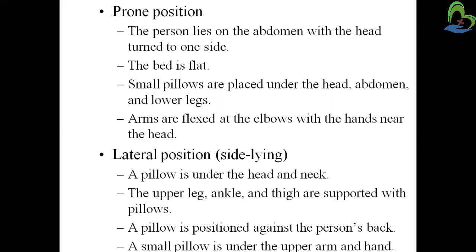Next is the prone position. The person lies on the abdomen with the head turned to one side, and the bed is flat. Small pillows can be placed under the head, abdomen and lower legs, and the arms are flexed at the elbow with the hands near the head. As shown in the image, the prone position is the opposite of the supine position.